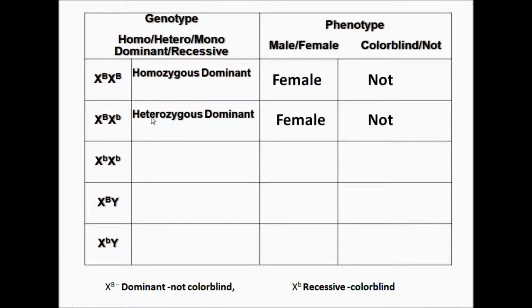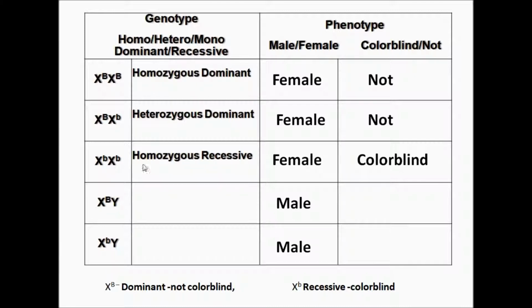This female is heterozygous. She's not colorblind either because she has that one dominant allele right there. Then this one, homozygous recessive, just like before, colorblind. When you have the two recessives, even though it's on the X's, we got recessive.